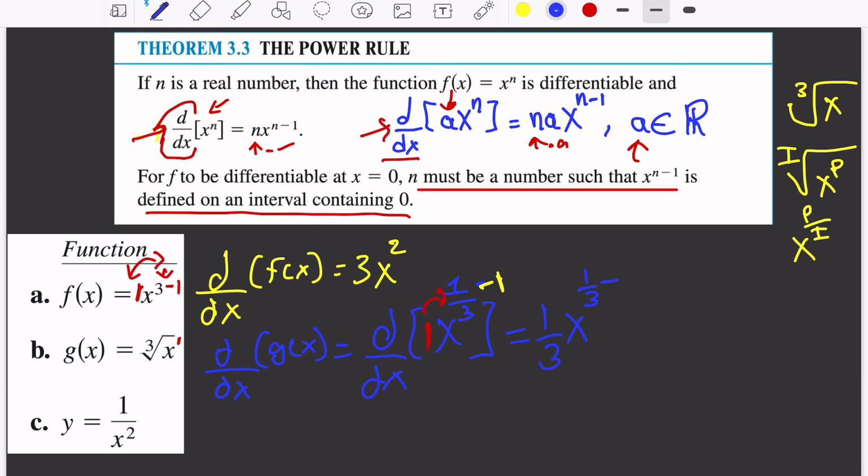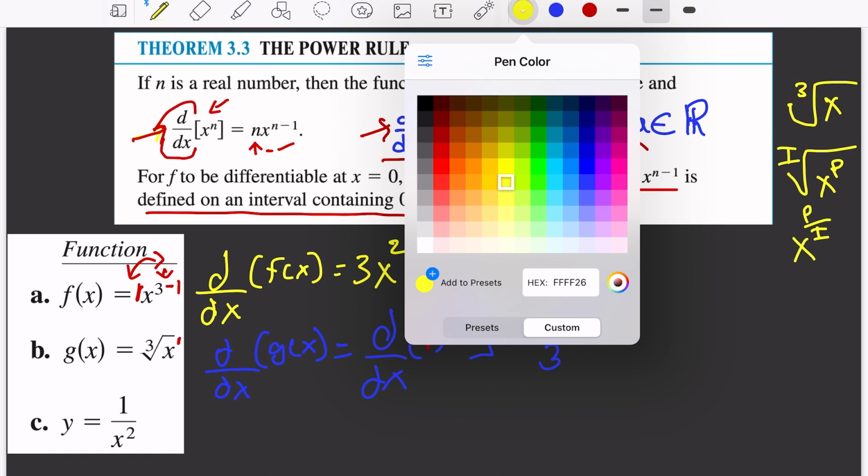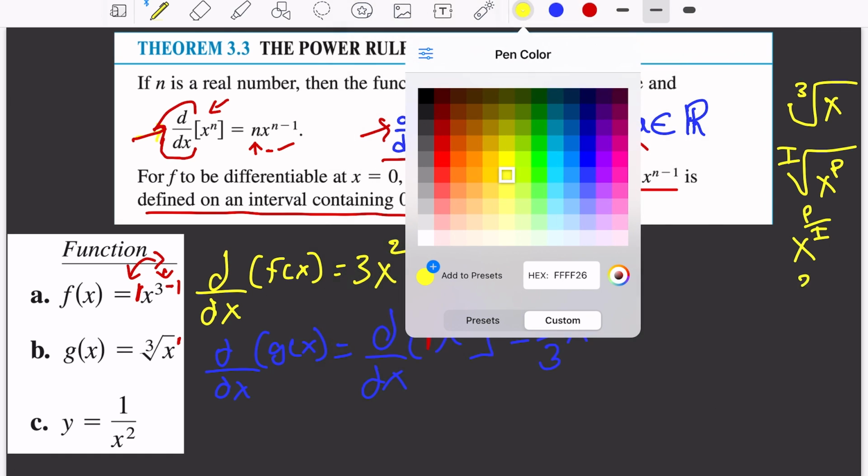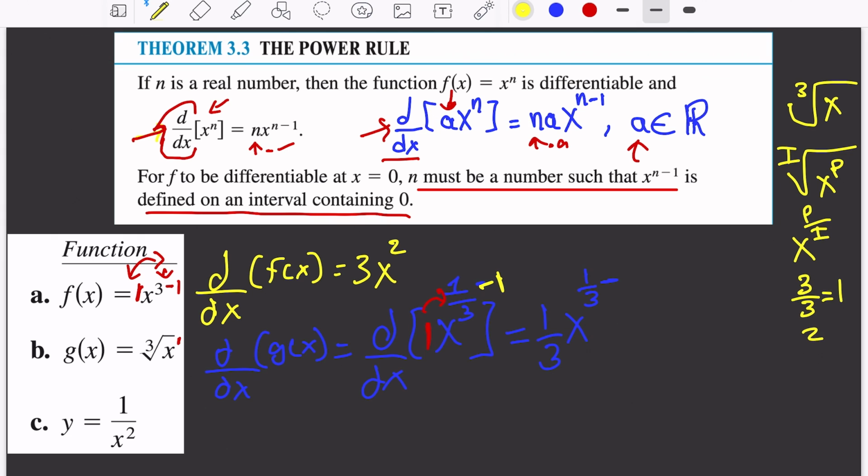So when we do that, we need to convert that. Once again, another reminder here: for a 1, we can say that 3 over 3 is equal to 1, 2 over 2 is equal to 1, and because I need a 3, I want to do 3 over 3. Therefore my final answer here is 1/3 x raised to the negative 2 over 3.